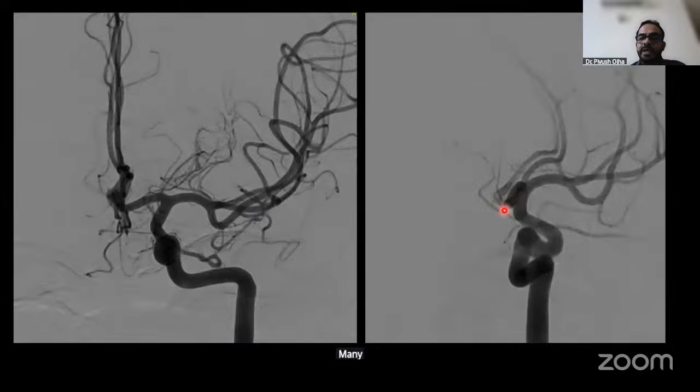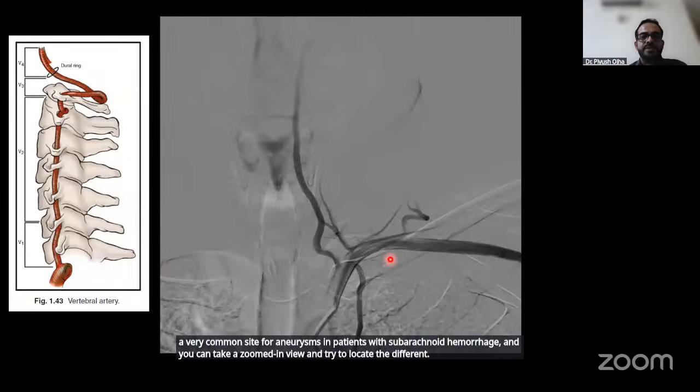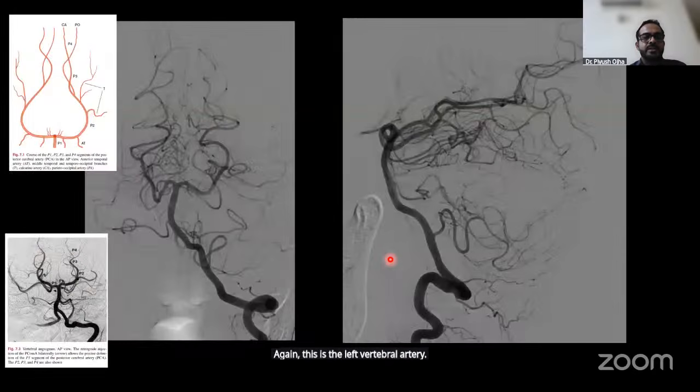Many times the anterior communicating artery is not usually visible. So, depending on the anatomy, you can take different turns, because this is a very common site for aneurysms in patients with subarachnoid hemorrhage. And you can take a zoomed in view and try to locate the different arteries. Again, this is the left vertebral artery, and then similar kinds of views on the left side.